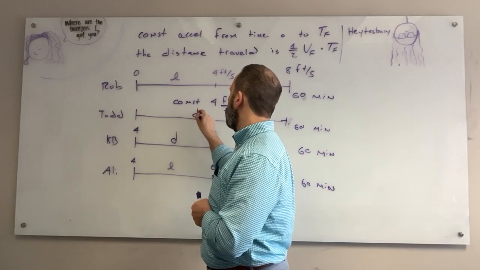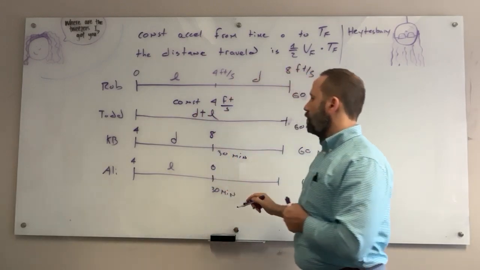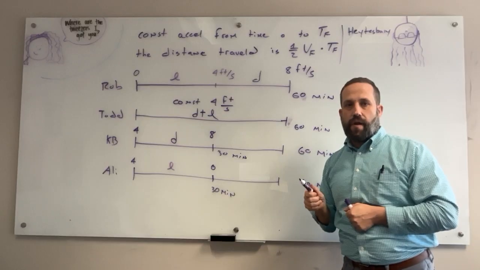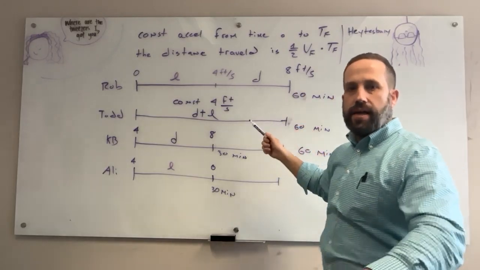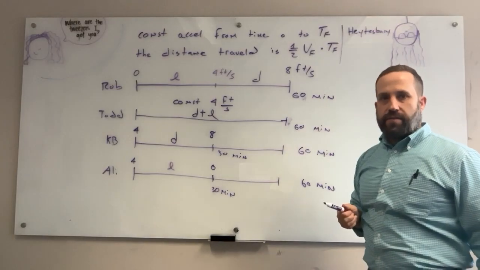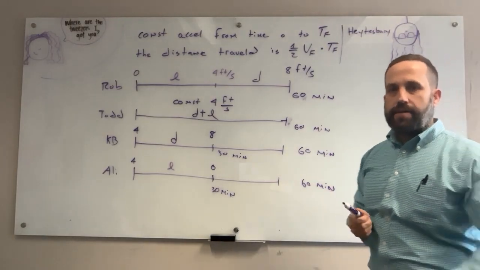The distance that Todd runs is d plus L. But that's also the distance that I ran. And this right here, 4, is half of the final velocity, and this is exactly the formula that we have here. Okay, so that's one way to look at it.